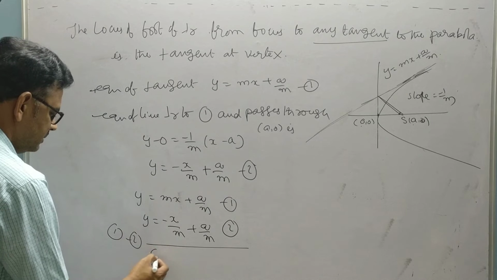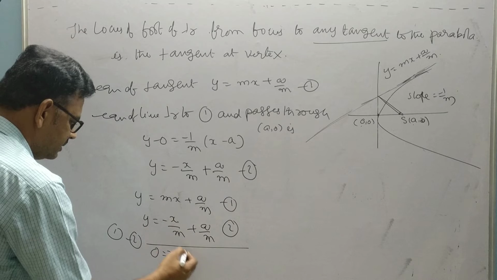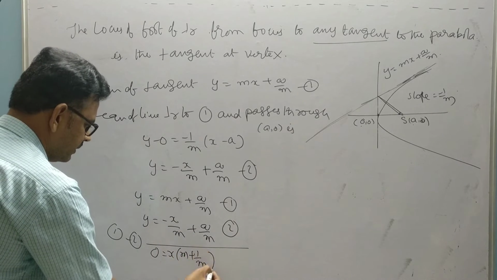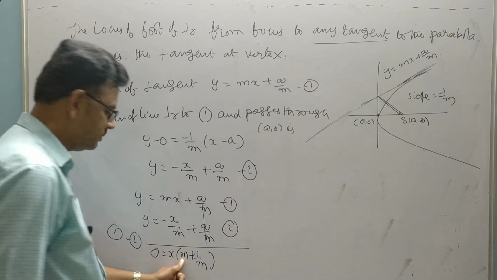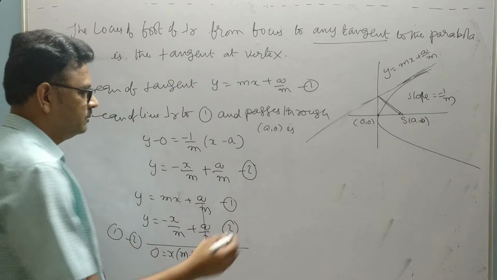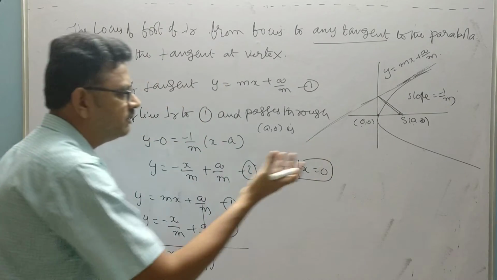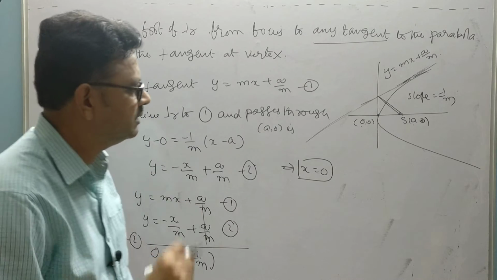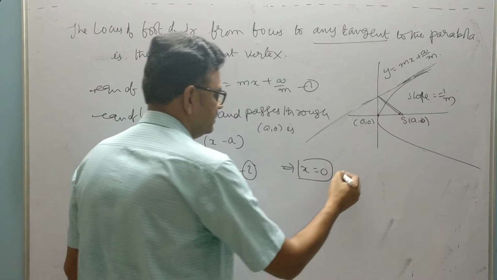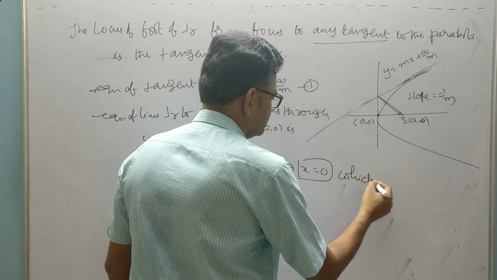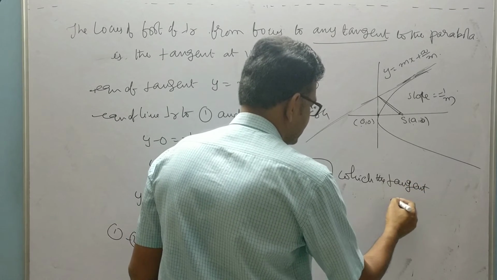So this is 0. Here x is taken common, m plus 1 by m, and these two get cancelled. That is 0. Since m is not equal to 0, this implies x equals 0. X equals 0 means what? It is nothing but the y-axis. Y-axis means what? It is the tangent at the vertex.